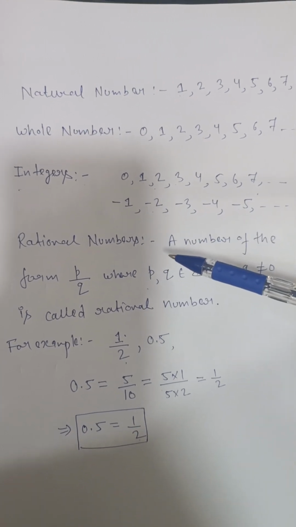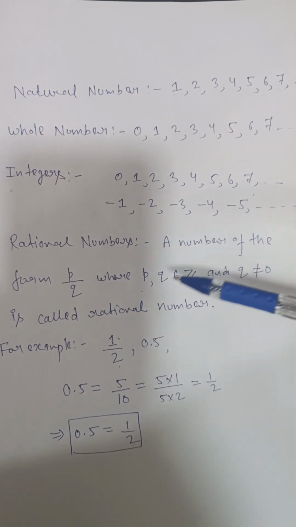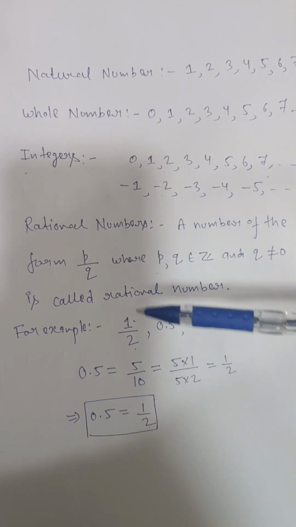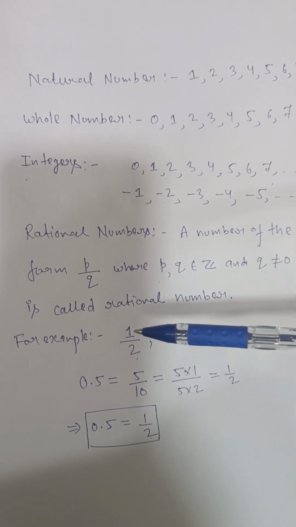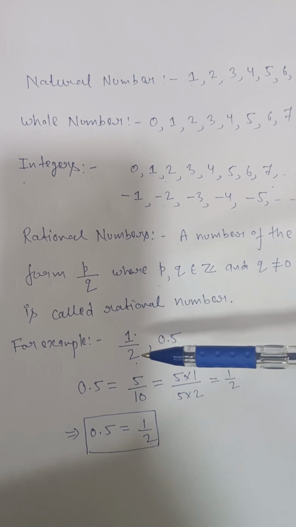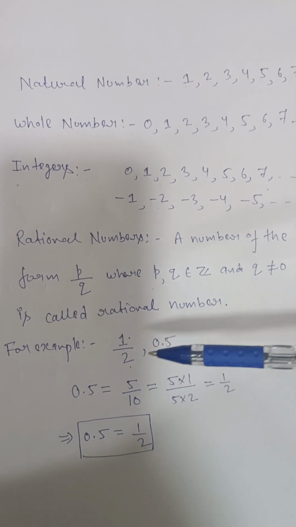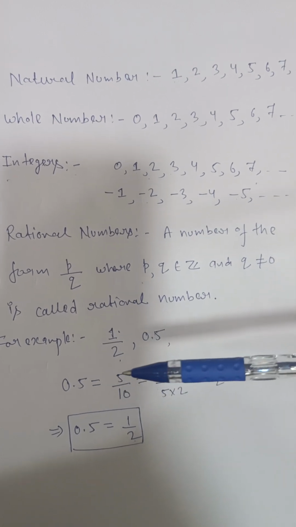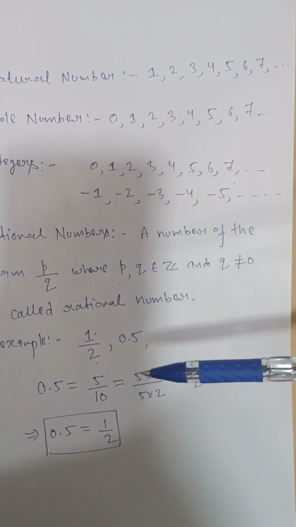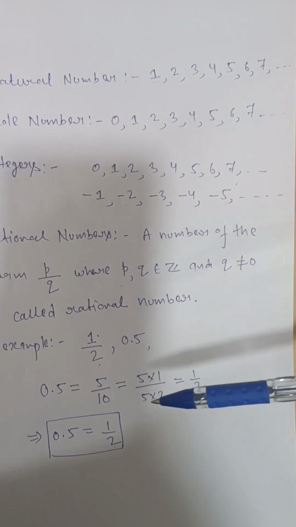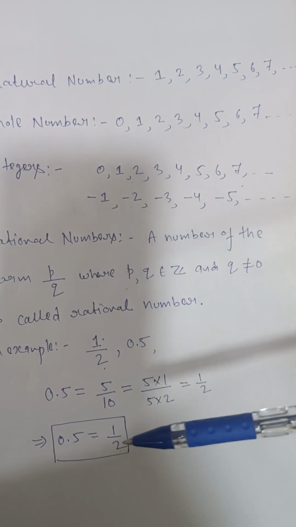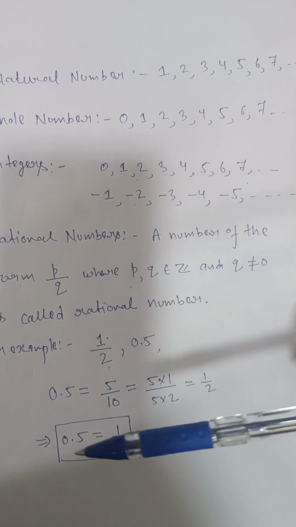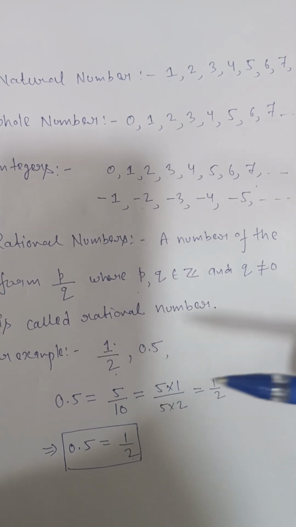Then what is a rational number? A rational number is a number which has the form p by q, where p and q belong to Z and q is not equal to 0. For example, 1 by 2 is a rational number because 1 and 2 are integers and they have the form p divided by q. And 0.5 is also a rational number because you can write 0.5 is equal to 5 by 10, then cancel out the common factor from the numerator and the denominator, so you will get 1 by 2. So 0.5 is equal to 1 by 2, and we have seen that 1 by 2 is a rational number, so that's why 0.5 is also a rational number.